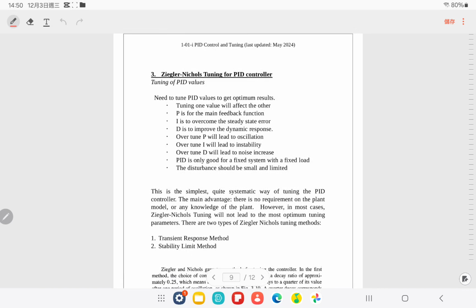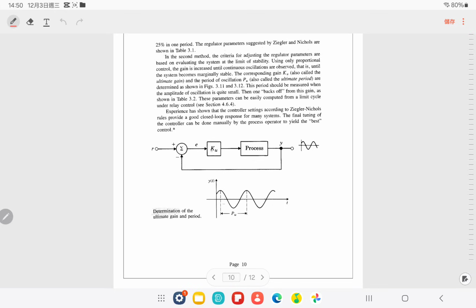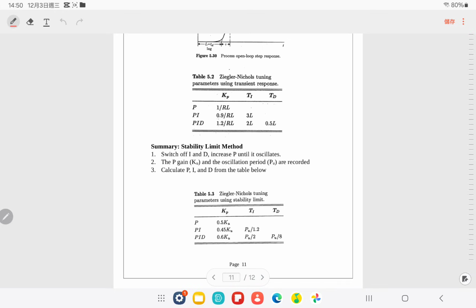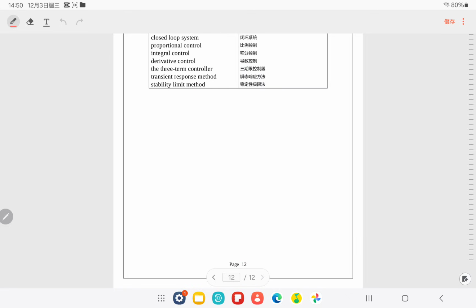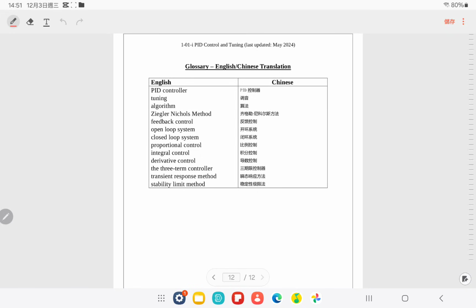Now, the next thing you need to know is Ziegler-Nichols tuning. You need to know the procedure. There are two types, method number 1 and method number 2. You need to know both methods. Go through what is method number 1, method number 2, and you need to know these two tables. So that's all for this part of notes.